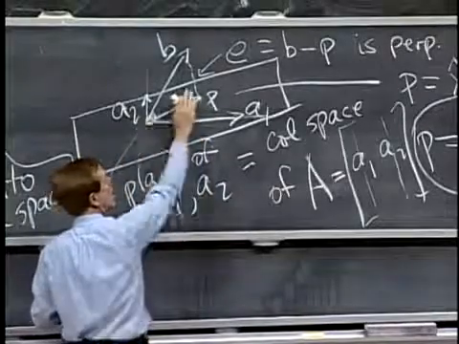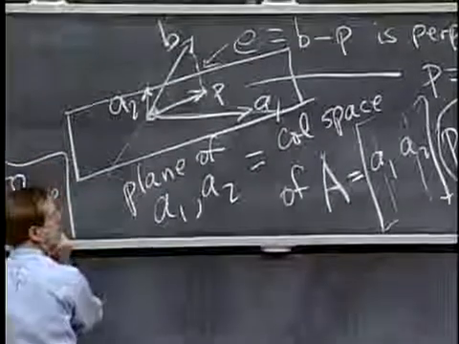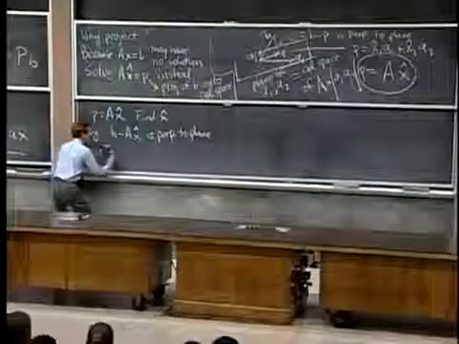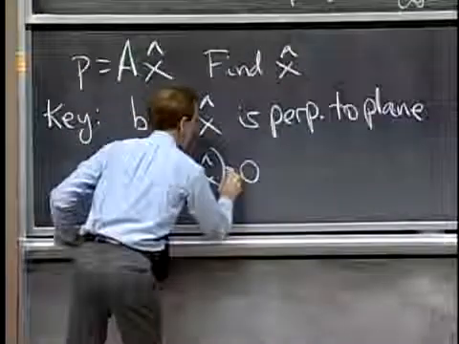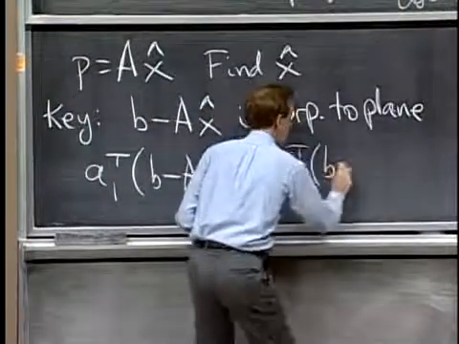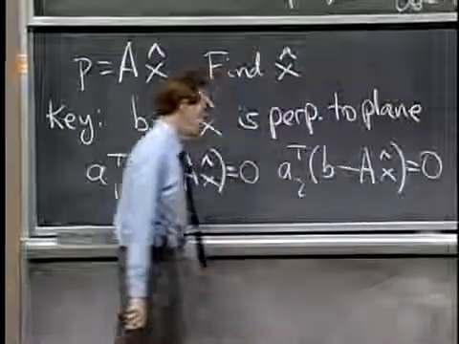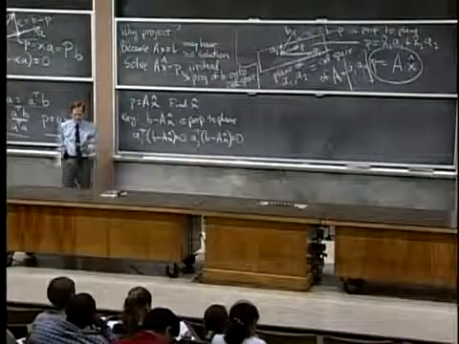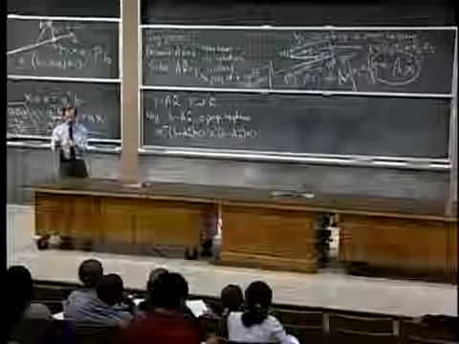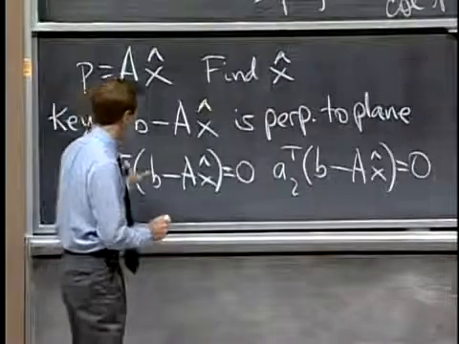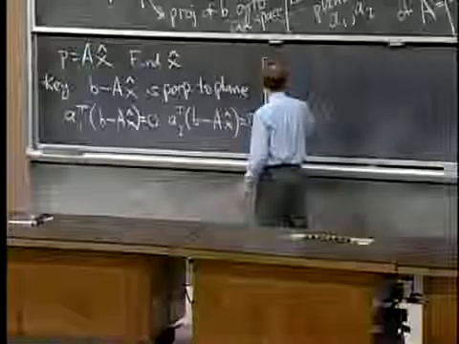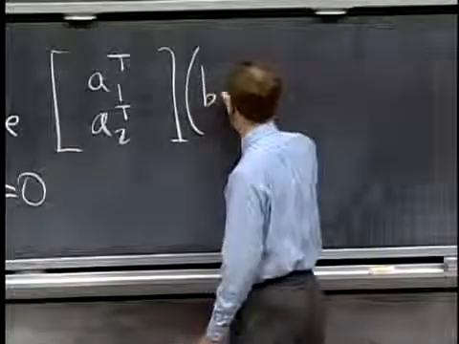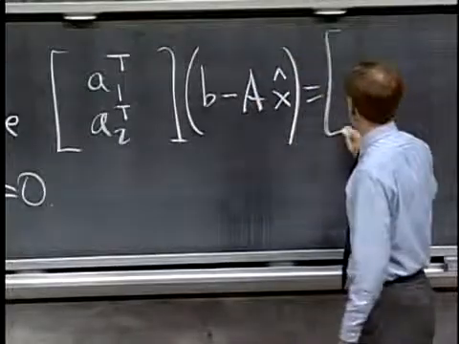It's perpendicular to that, of course, but it's perpendicular to everything in the plane, and the plane is really told to me by A1 and A2. So really, I have the equations A1 transpose times (b minus A x hat) is 0, and also A2 transpose times (b minus A x hat) is 0. Those are my two equations. But I want those in matrix form. I want to put those two equations together as a matrix equation. And it just comes out right. Look at the matrix A transpose. Put A1 transpose as its first row, A2 transpose as its second row. That multiplies this b minus A x hat and gives me the 0 and the 0.